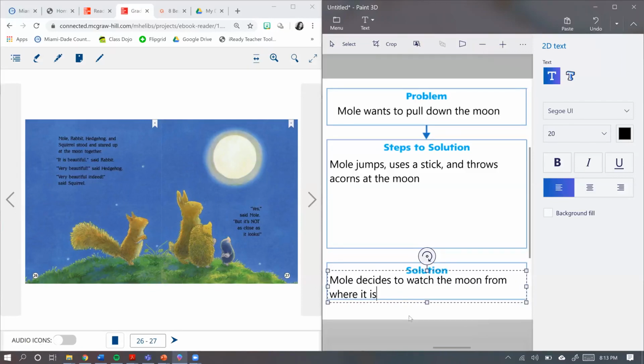Do you agree? Let's take one more look at our chart to see if we like what we wrote. Our problem: Mole wants to pull down the moon. Yes, that is definitely a problem for him because he takes all these steps to try to solve his problem. He tries to jump, he uses a stick, and he even throws acorns at the moon. But in the end, what was the solution? Since he couldn't get the moon down using any of those steps, since they were not successful, he decided, you know what, I think it's okay to just sit here and appreciate it from far away. We can just look at it because it's not as close as it looks.